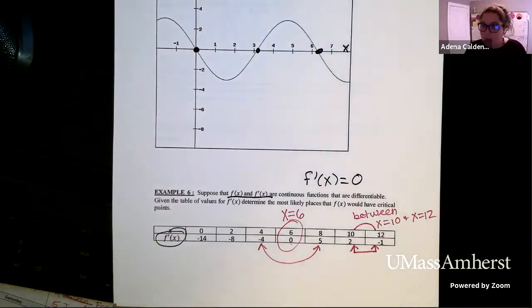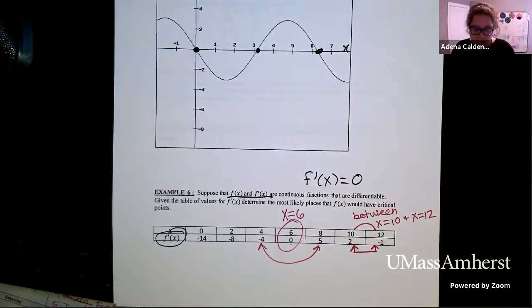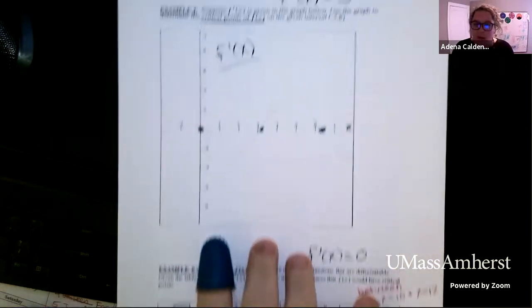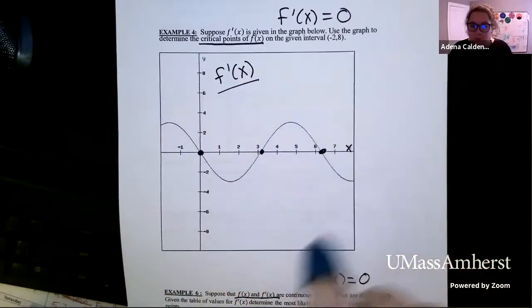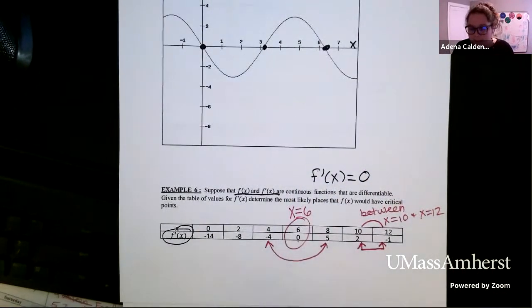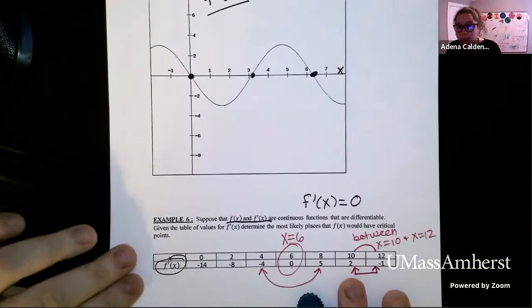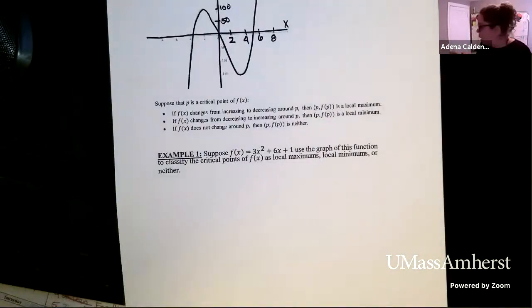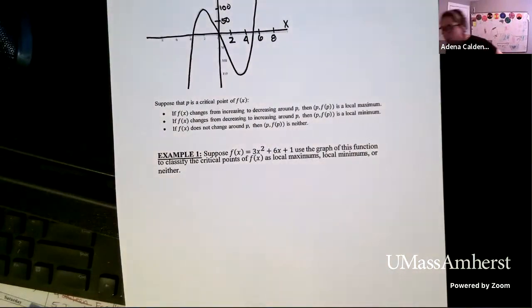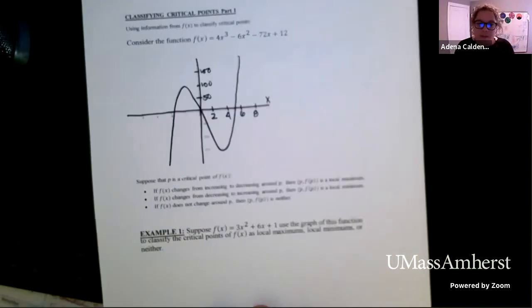So those are the different ways we look for critical points. We can do it algebraically, set it equal to 0 and solve. We can look at it graphically, looking at the picture for zeros, or we can look on a table, okay? So that's going to be our first step for all of the things we're doing. We're always going to start by finding our critical points.